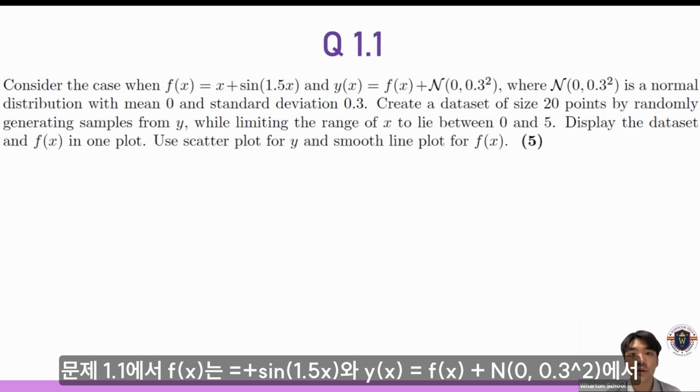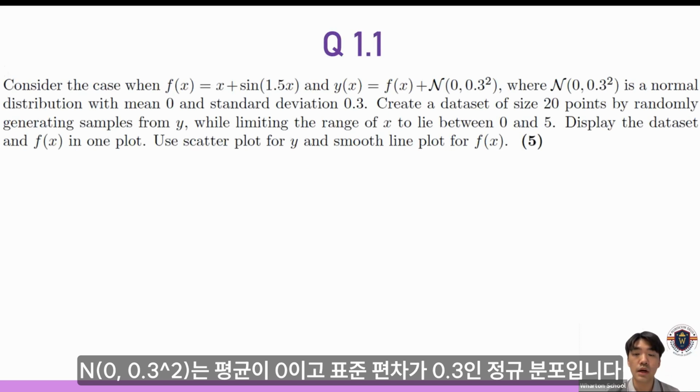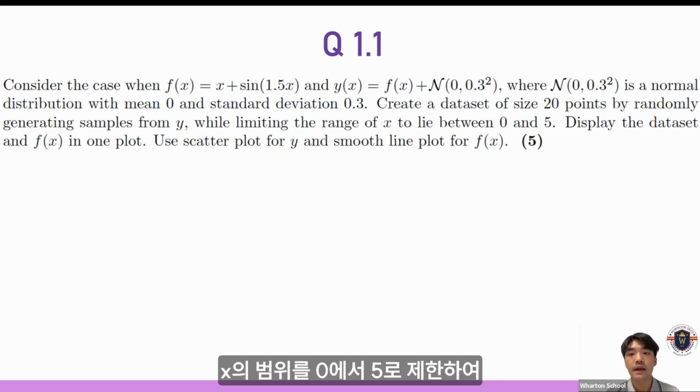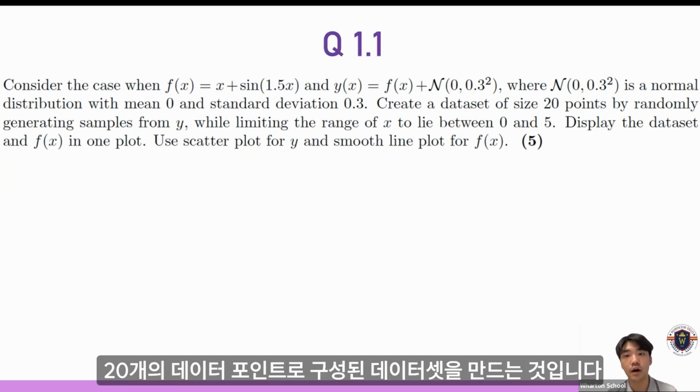For question 1.1, the question asks us to consider the case when f(x) equals x plus sine 1.5x, and y is given with random noise epsilon, which has mean 0 and variance 0.3, where this is a normal distribution. We have to create a data set of 20 points by randomly generating samples from y, with the range of x limited to between 0 and 5. So this is a condition. Display the data set and f(x) in one plot, so we have to plot a scatter plot for y and a smooth line plot for f(x).